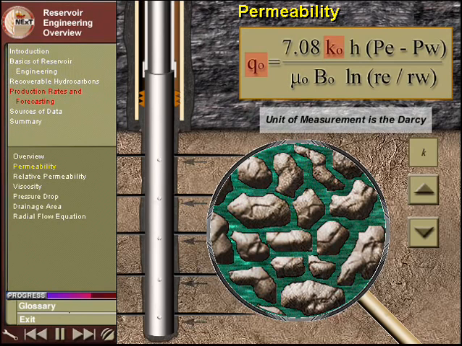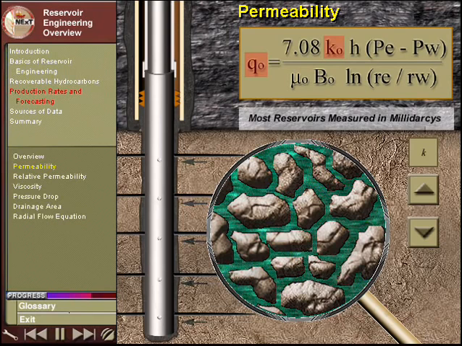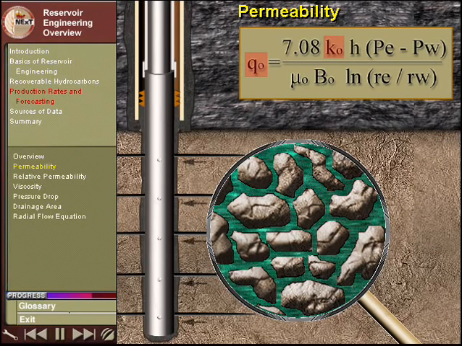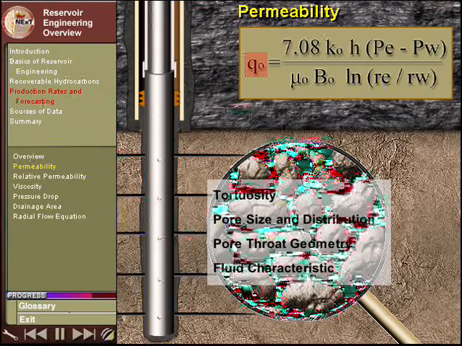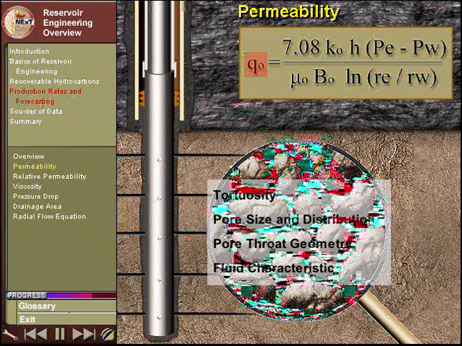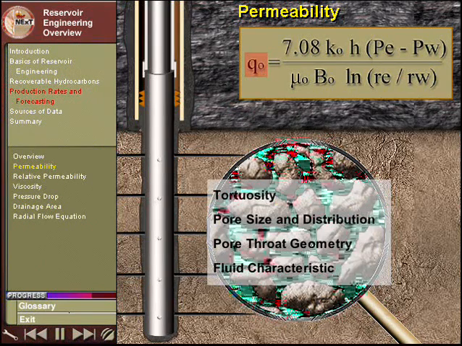Permeability is measured in darcies. Because most reservoirs have permeabilities under a darcy, the more commonly used measure is actually millidarcies. Flow rate is directly proportional to permeability. It is a property of the reservoir rock and is a function of such things as tortuosity, pore size and distribution, pore throat geometry, and the fluids present.